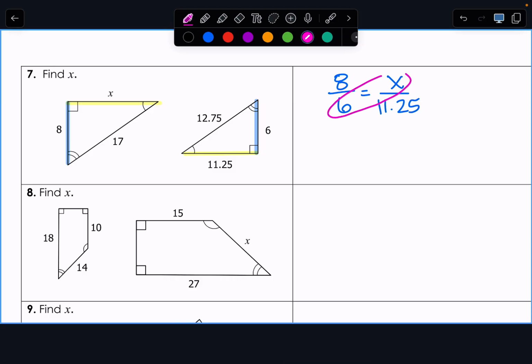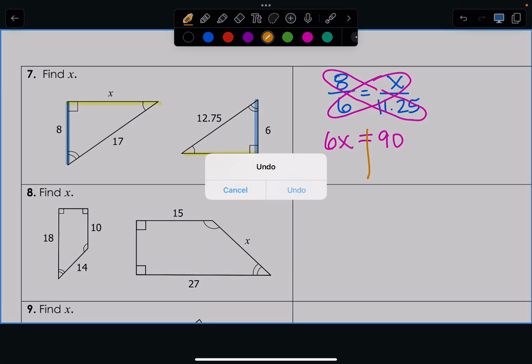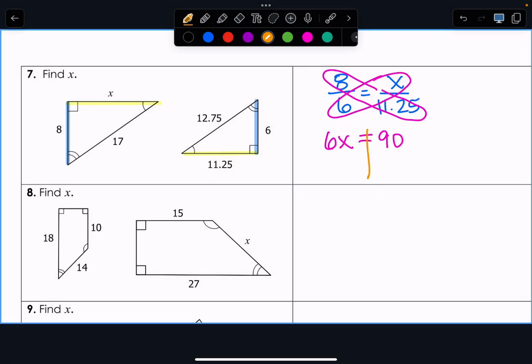Okay, so we're going to take 6 times X. What's 8 times 11.25? 90. Oh, that's a nice number. So, Marshall, what's our last step here? How do I get X by itself? Okay. Help me out. What is 90 divided by 6?